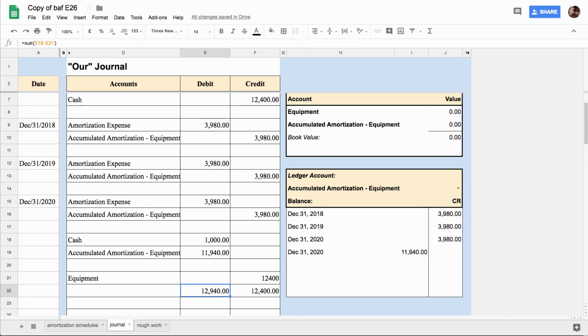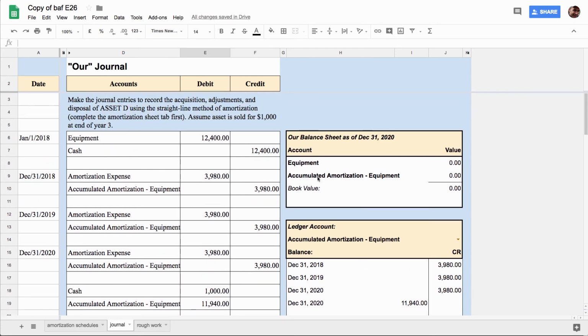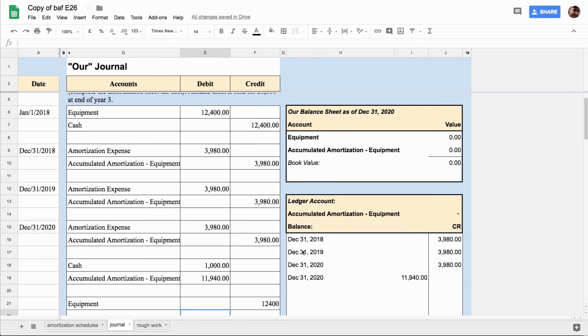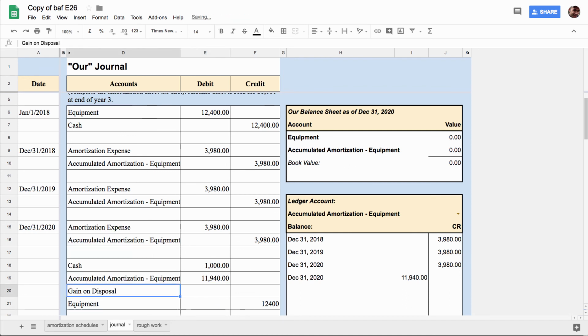The difference is a capital gain or a capital loss. And here's why. The question tells you to sell it for $1,000. Well, its book value, if you recall, was $460, right? Before we did this entry to dispose, remember it was $460 of book value. Well, if we're getting $1,000, that means we're making a capital gain. So it will be a gain on disposal of $460.